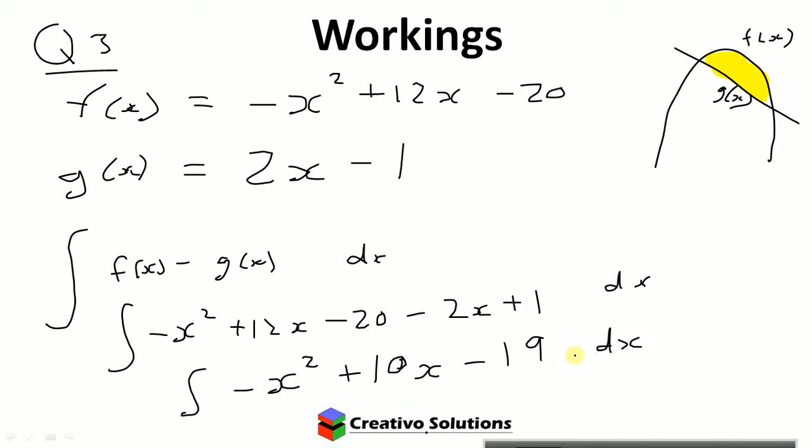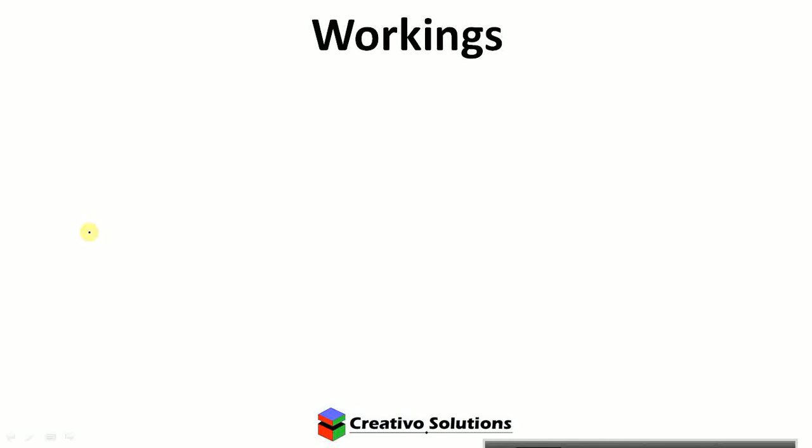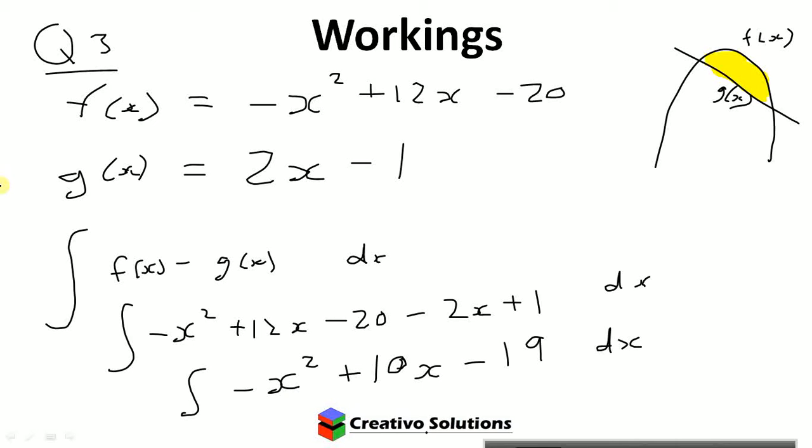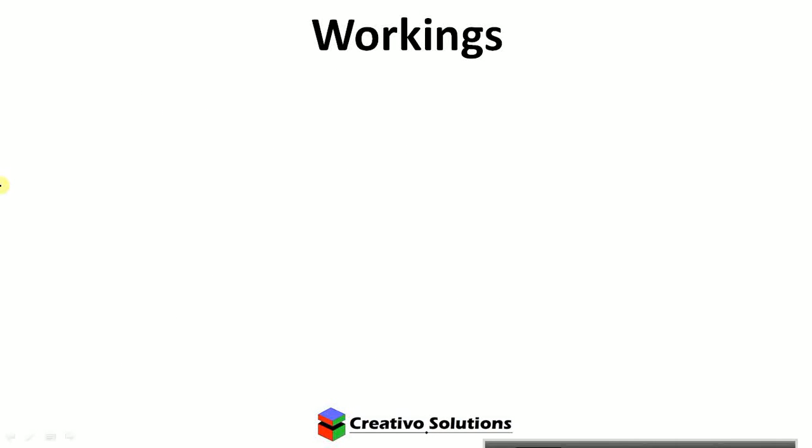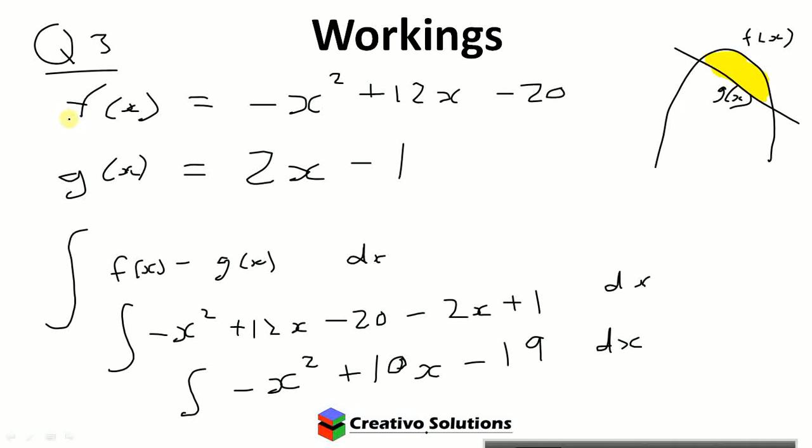Okay, so the next step would be to integrate that. I'm going to do that on the next page. So I write down minus x squared, then I add 1 and divide by 2 plus 1. Okay, that was the first one: minus x squared, add a 1 over 2 plus 1.